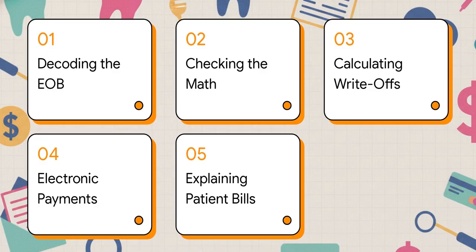From there, we'll double check the insurance company's math. Yep, you got to do that. Then we'll get into calculating write-offs, which is super important. We'll touch on electronic payments, and we'll wrap up with the really crucial skill of explaining the patient's bill clearly. It's pretty much the whole journey of a claim, start to finish.